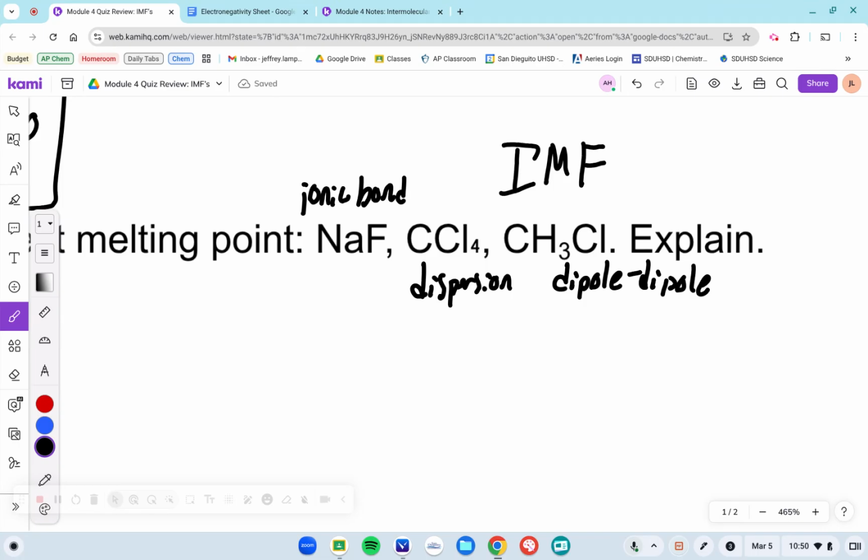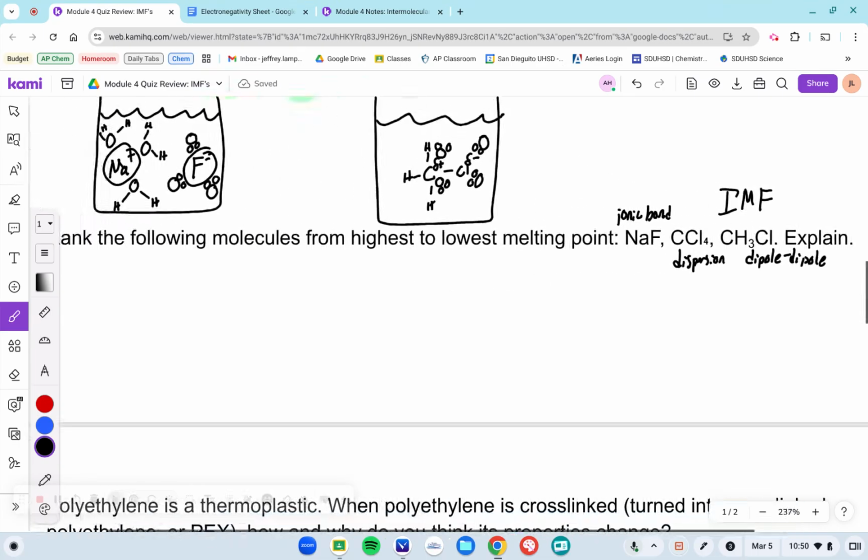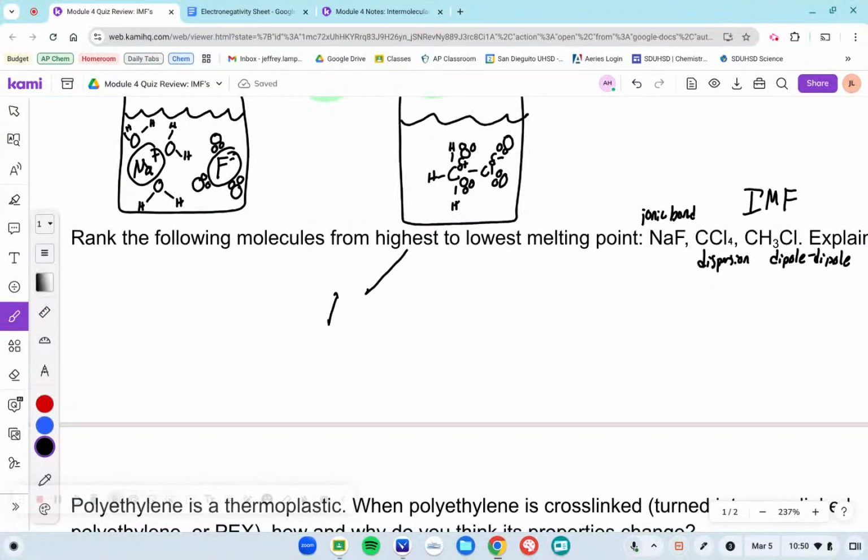So in CCl4, we just have a temporary partial charge holding it together. In CH3Cl, we have a dipole-dipole force holding it together, so a permanent partial charge. And then in an ionic bond, we have a permanent full charge holding it together. So that means that the highest melting point would be NaF, and then CH3Cl would be a little bit lower, and then the lowest melting point would be CCl4 because it has that weakest intermolecular force.